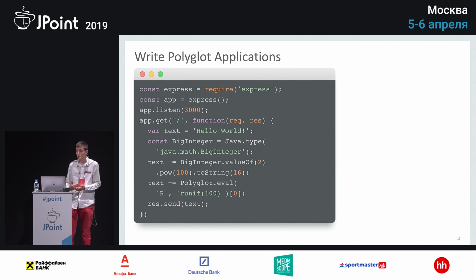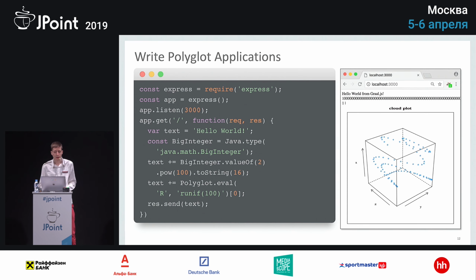So here I have a Node.js application running on GraalVM, and it is using some Java code on the side for big integer calculations, and is also using some R code for plotting. And when I have this type of application, I can run it, and it's like a web server, but the plots, for example, come from the R language.